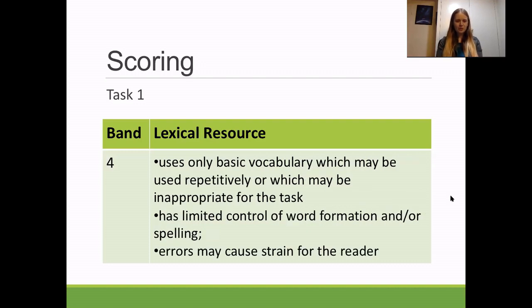For a score of 4, you would be using only basic vocabulary, and it might be repetitive or it might be inappropriate. So you do not have such a wide range of vocabulary that you can use for this task. And you have a limited control of word formation or spelling, and errors might make things confusing for the reader.